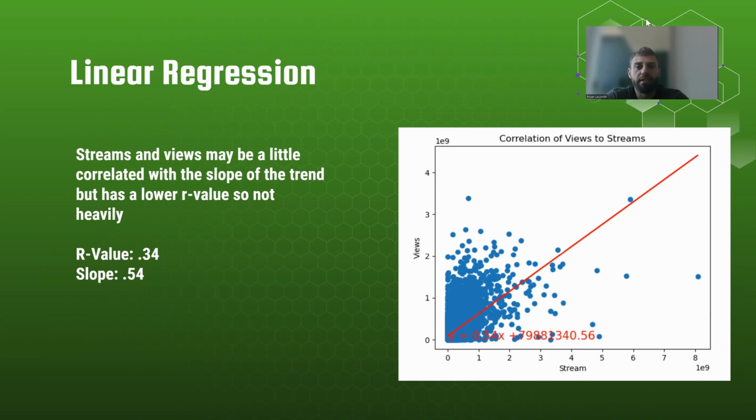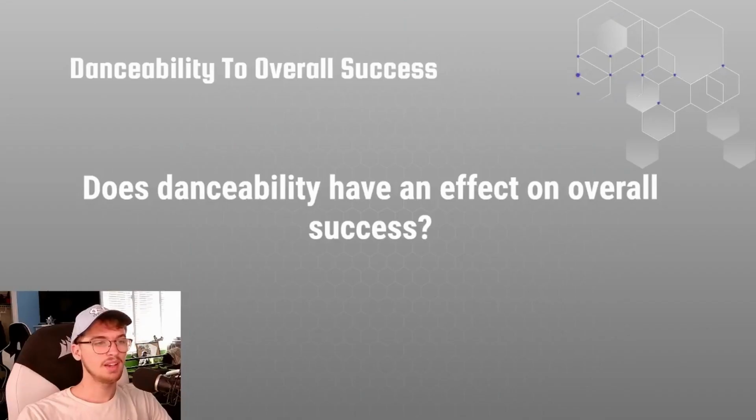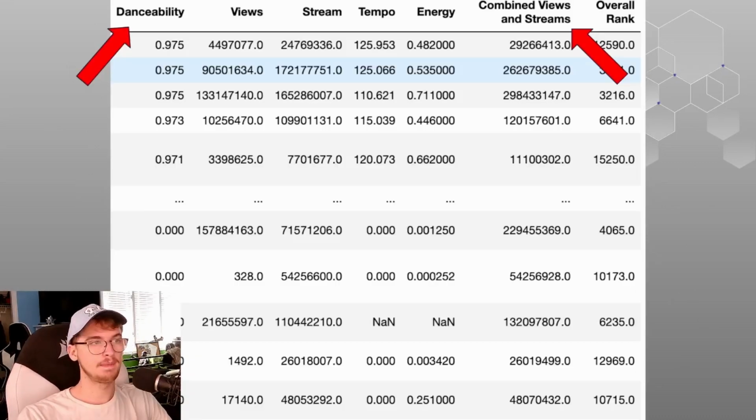And from this, it was interesting to see the performance of each of the different channels independently, as well as how well they are correlated between it. So my kind of analysis question was whether or not danceability has an effect on the overall success of a song. Here's our data frame. You can see I've sorted it here by danceability at the top, and then again we're going to compare it to our measure of success, which is combined views and streams.